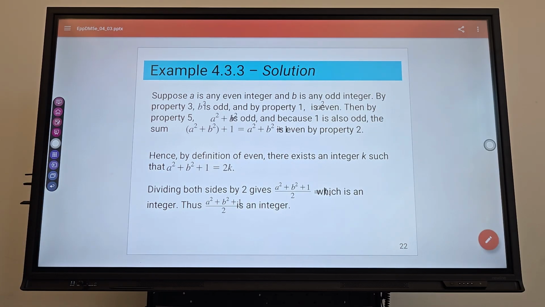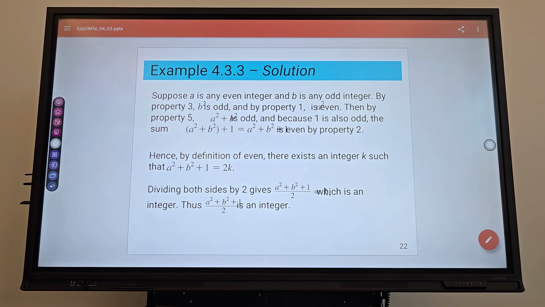Suppose A is any even integer and B is any odd integer. By property 3, B squared is odd. By property 1, A squared is even. Then by property 5, A squared plus B squared is odd. And because 1 is also odd, the sum A squared plus B squared plus 1 is even by property 2.